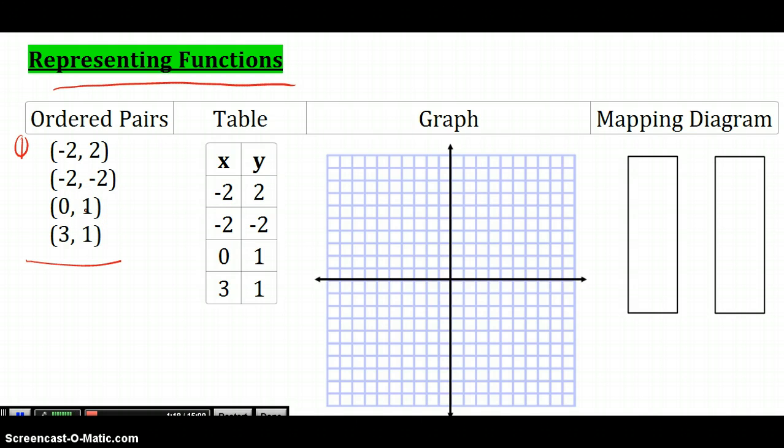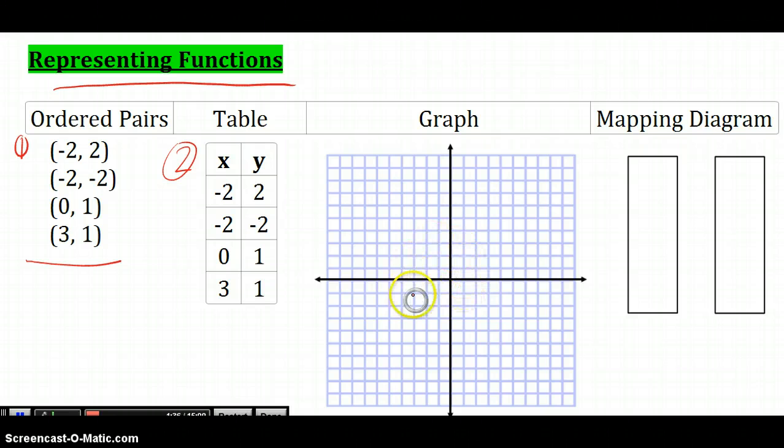You can also represent them using a table. This is the second way. In a table, we have our x values in this column and our y values in this column. You can see I just took these ordered pairs and put them in a table. Same ordered pairs, just represented in a different way.